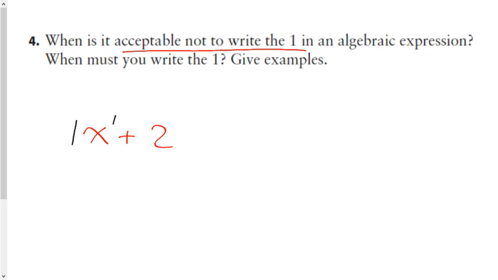When must you write the 1? The answer is you must write the 1 if the 1 is your constant, right? It's important that you write the 1 if it's a constant term in your algebraic expression. But in all other cases, you do not have to write the 1.